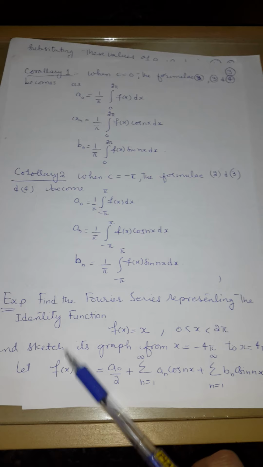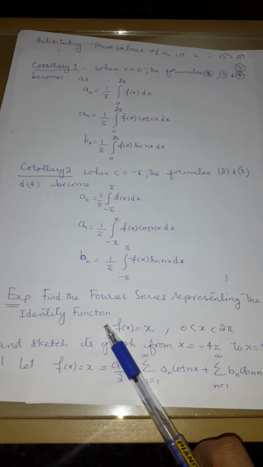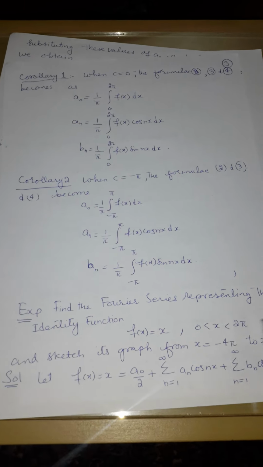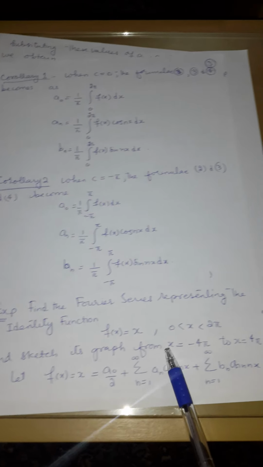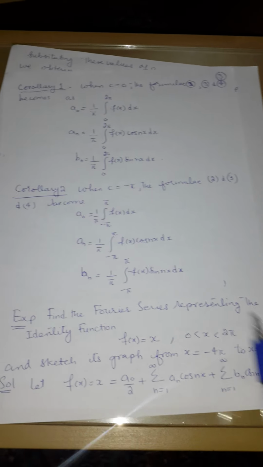Now we have an example: find the Fourier series representing the identity function. Here f of x is equal to x and it is on the interval 0 to 2 pi, and sketch its graph from x equals minus 4 pi to x equals 4 pi.